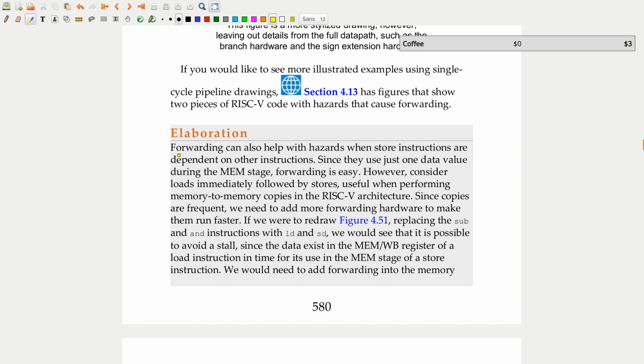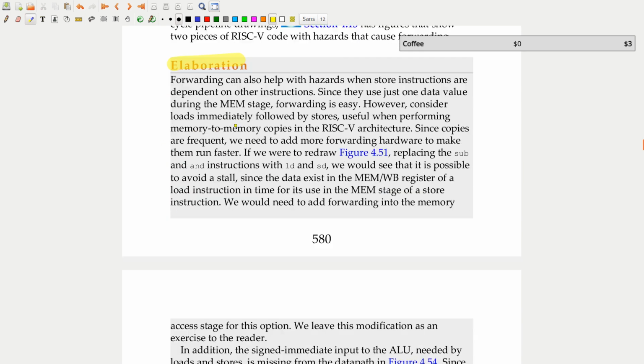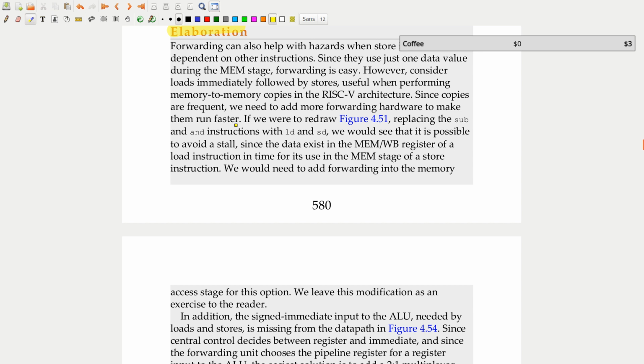So let's talk a little bit more about this, just so we clear up any confusion. Forwarding can also help with hazards when store instructions are dependent on other instructions. Since they use just one data value during the mem stage, forwarding is easy. However, consider loads immediately following stores. Useful when performing memory-to-memory copies in the RISC-V architecture. Since copies are frequent, we need to add more forwarding hardware to make them run faster.